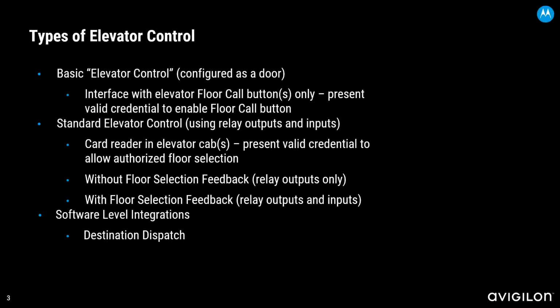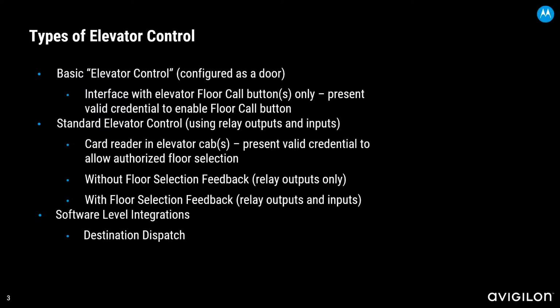So, if you've configured this before within ACM, you've probably seen that when you do this, you have the option to select with feedback or without feedback. The first one, probably the more common one, is without floor selection feedback. And that's what that feedback means: we're getting feedback from the elevator system as to which specific floor you selected after you presented your credential. Most people tend to not do that feedback because it does require additional hardware and additional configuration to make that happen, but that is available.